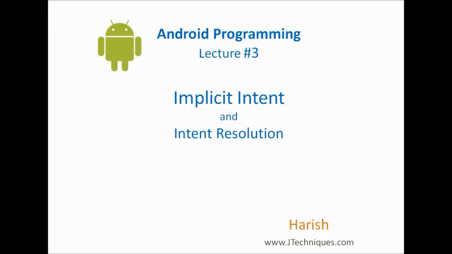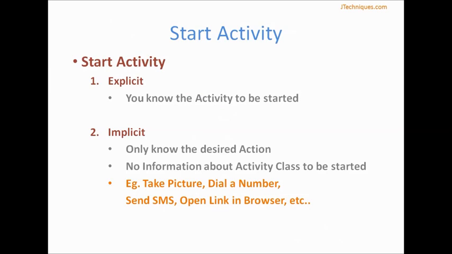In this video, we will have a look at implicit intents and intent resolution. When we want to invoke a new activity from our app, we do it using intents. There are two ways we can invoke an activity. One is explicitly specifying which activity class to start, and the second way is only specifying the action. This is required because not every time we know the activity class that needs to be started.